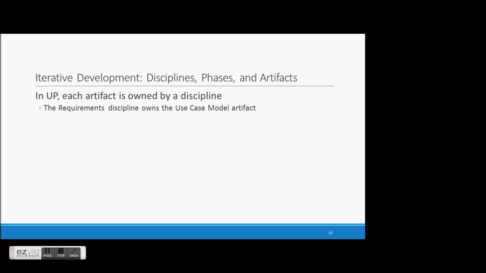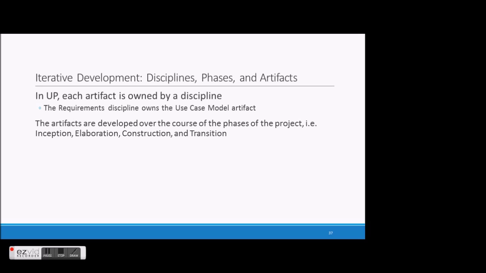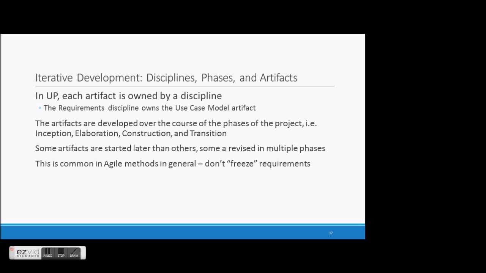Some artifacts are started later than others. Some may be revised in multiple phases. We'll learn more about this as we get more into agile methods, but this is common in agile. You don't freeze the requirements. You never really freeze these things until you're finally done. In this particular case, the use case model, which we've been talking about this morning, is owned by requirements. During inception, you'll hold an initial requirements workshop to identify high-level use cases with brief descriptions, maybe 10% of the high-risk and architecturally important ones, and do a deep dive and define some of those in inception.